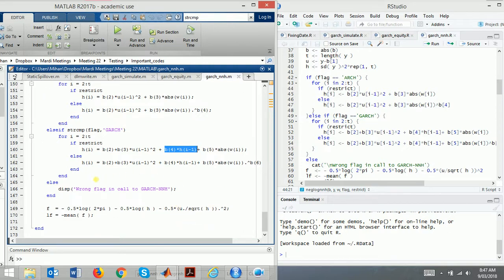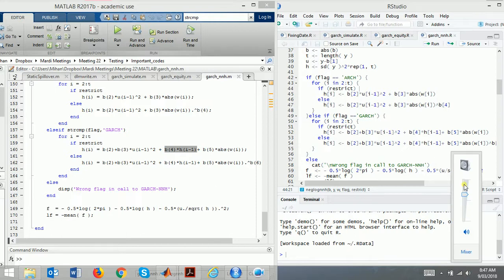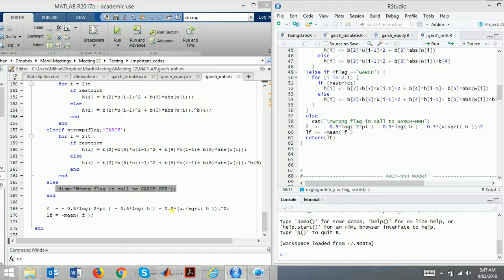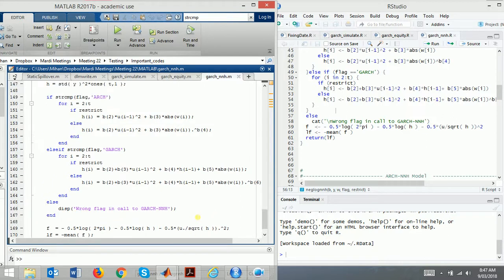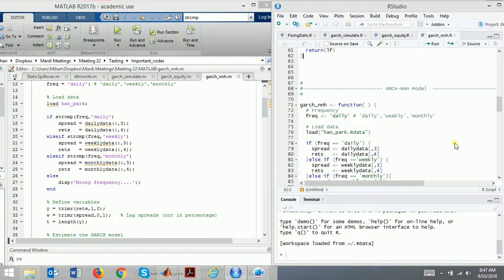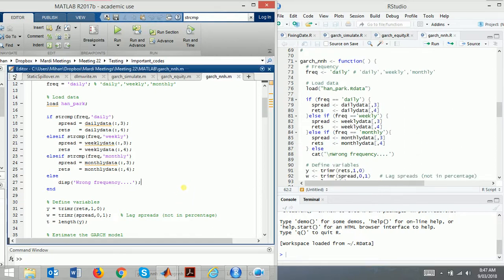So then we do not ask it to, then the equation ends here. As soon as the equation ends, otherwise display wrong flag. So with this we have basically estimated 4 vectors with this function, and then we find our log likelihood function. So this is the function, and then let's apply these on our data.